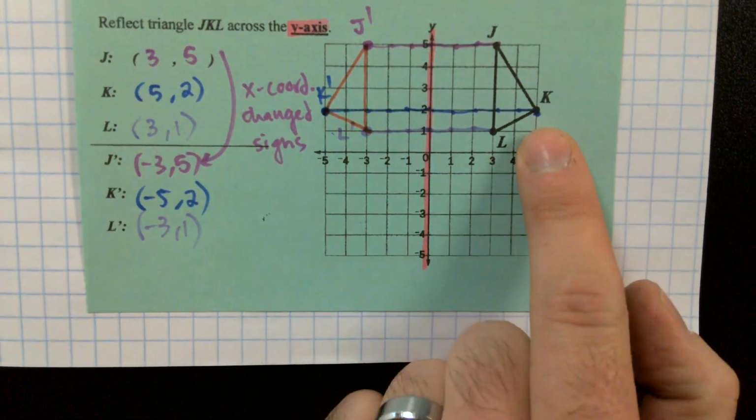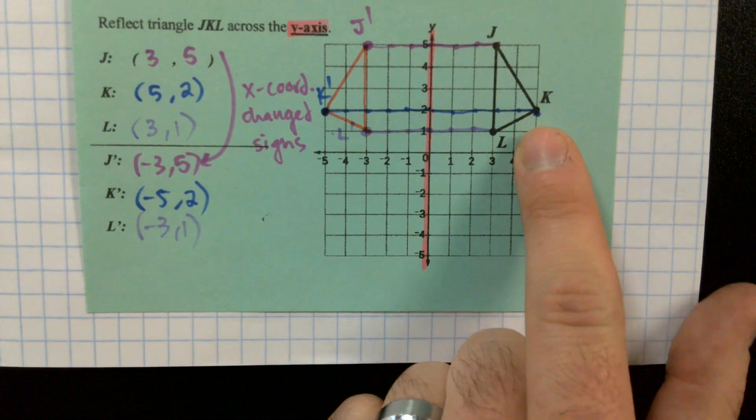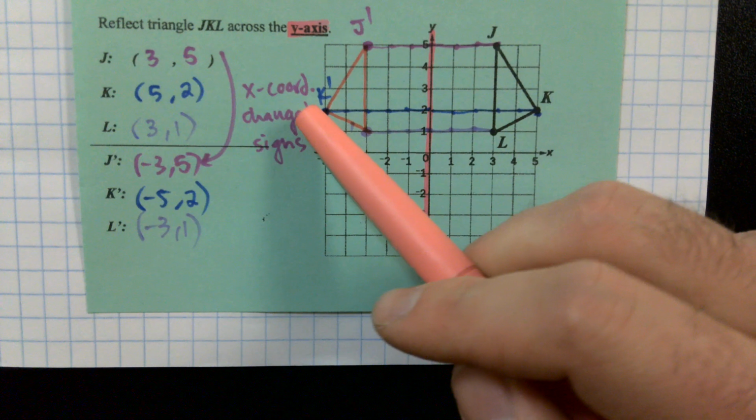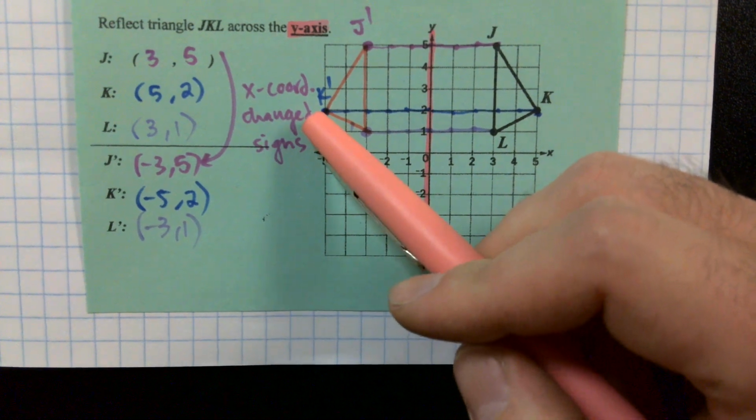What direction is K pointing in my pre-image? K is pointing to the right. What direction is K prime pointing in my image? To the left. It flipped around.